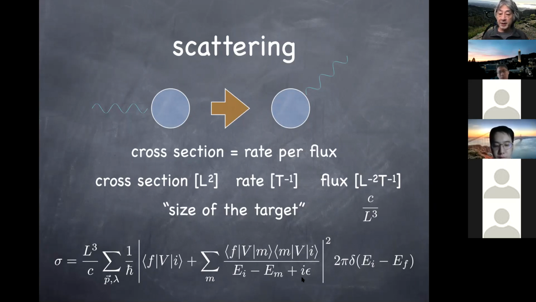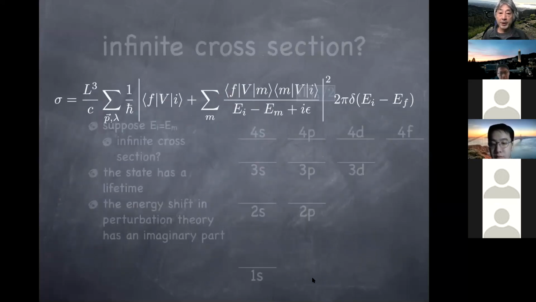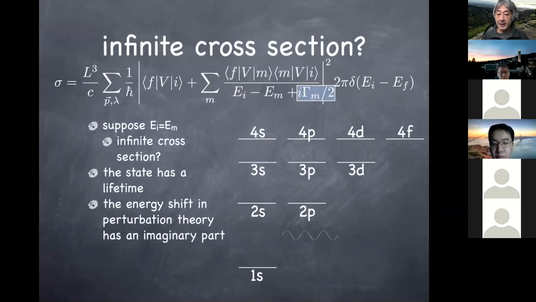But it seems that there's something actually important about this when E_i and E_m are the same, so that the denominator vanishes, except for this iε piece. So we have to think back at what is going on with the iε piece. So that's the question. And here is the answer, and I will justify this answer in a moment.